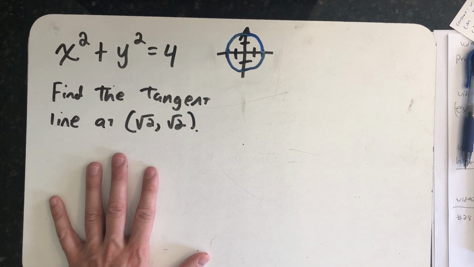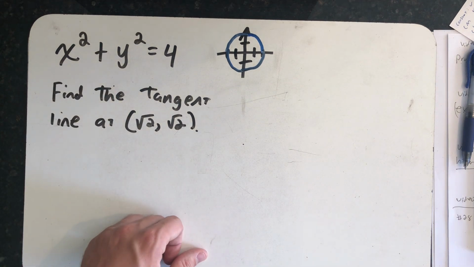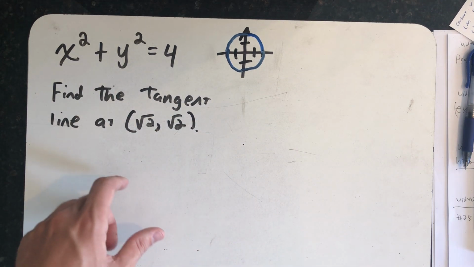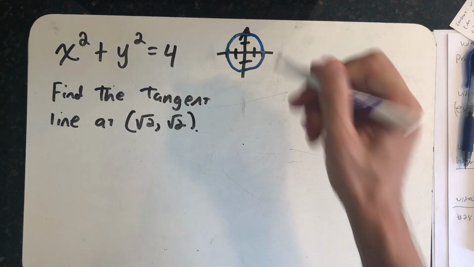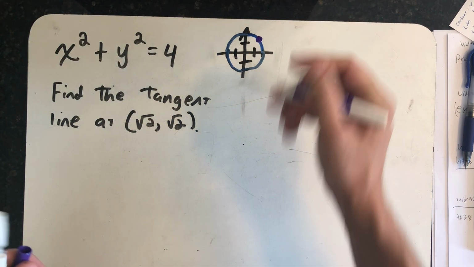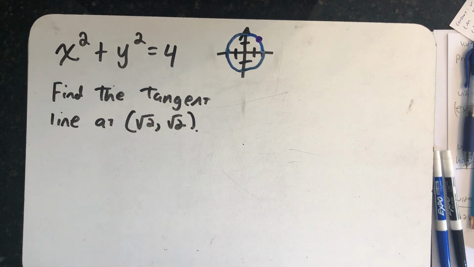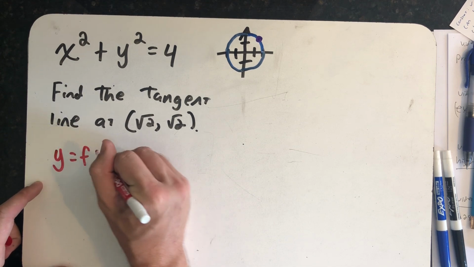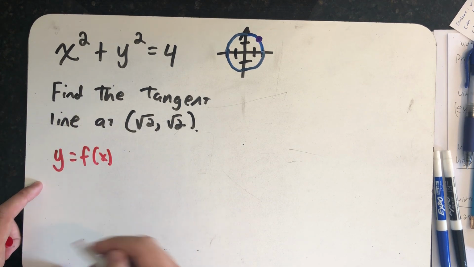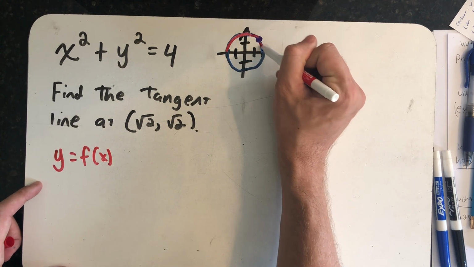I'm asked to find a tangent line to x squared plus y squared equals 4, this circle of radius 2 centered at the origin, at the point square root of 2 comma square root of 2. This point right there. So what I'm thinking, everything I know about derivatives right now are about taking the derivative of functions, y equals f of x. So I need to talk about the top half of this circle as a function.